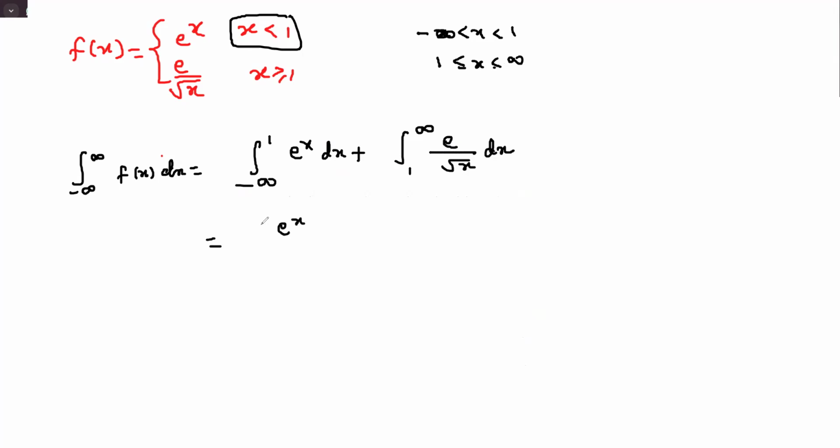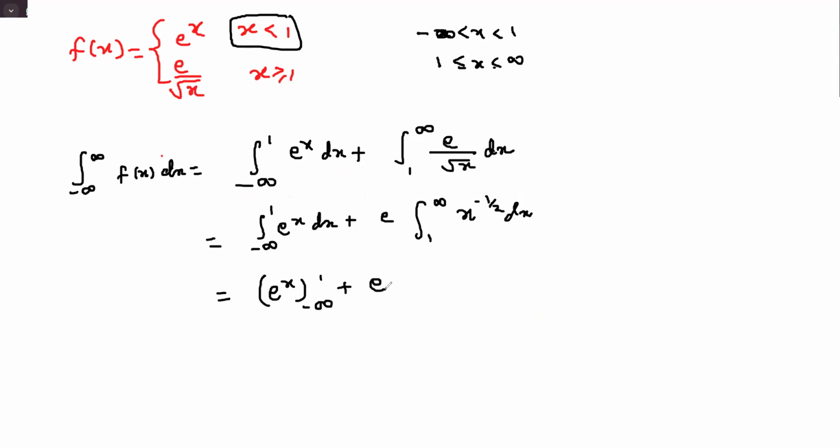Minus infinity to 1. Here e is any constant. This is root x. Root x is x raised to half. The integration of e to the x is e to the x. e is constant. This becomes 1 minus half plus 1 is half.